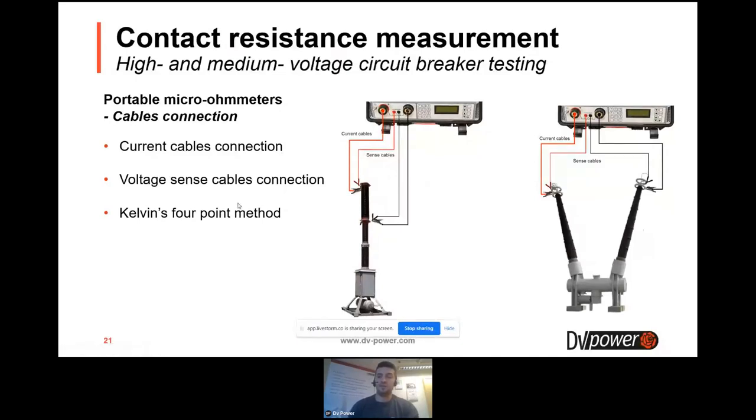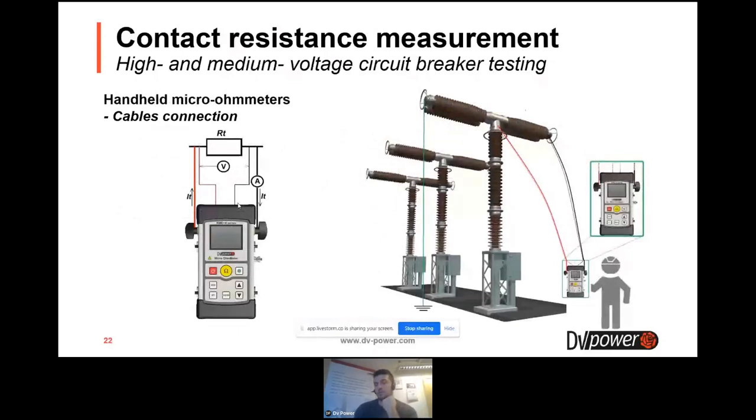It's a four point method, so you should use separate current and voltage sense leads. You can select cables which are separate, I mean separate current leads and separate voltage sense leads, or you can use the combined test leads which are connected to the same clamp, but still in this case you have separate current carrying leads and voltage sense leads.